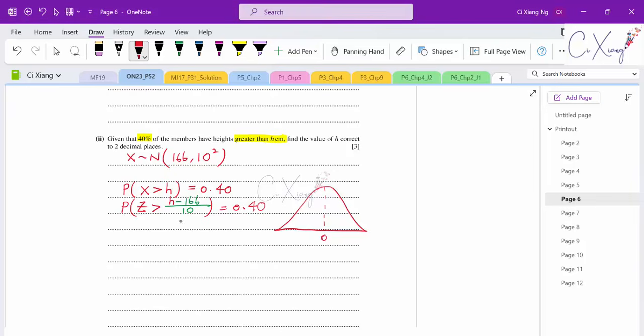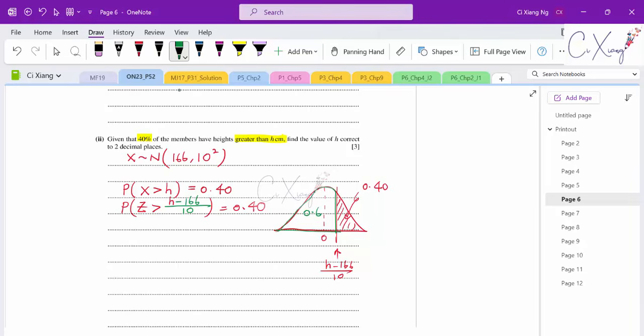So z greater than a number equals 0.4 means that when you draw a line, you shade the area on the right-hand side, which means greater. The area is 0.40, which means it is a small area, less than half of the graph. So by right, your z should be somewhere here. This is actually h minus 166 over 10, and I don't know the value now, and I want to find it out. This is 0.4, so the complement area for 0.4 will be 0.6.